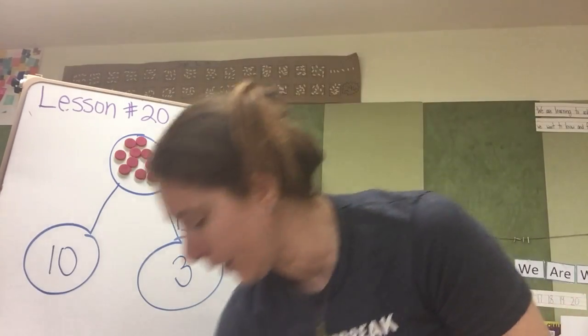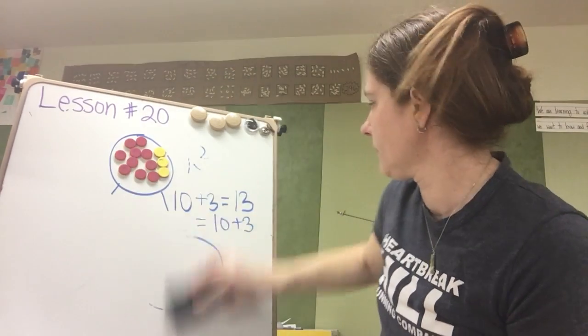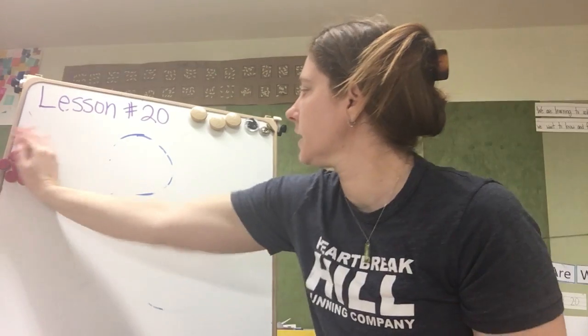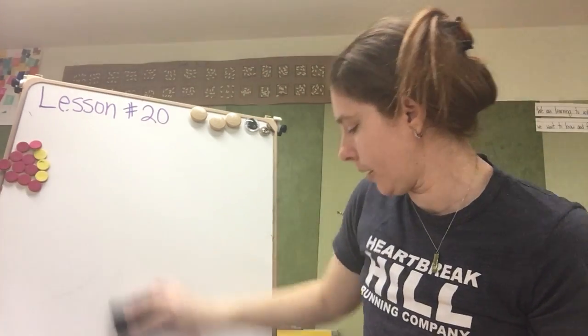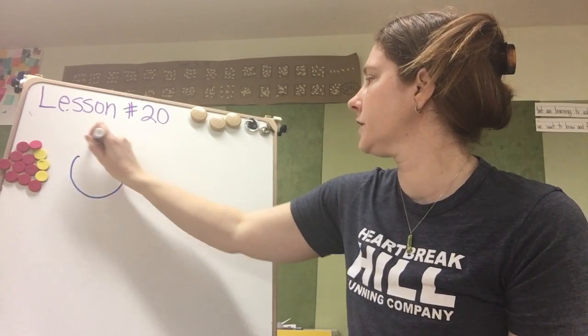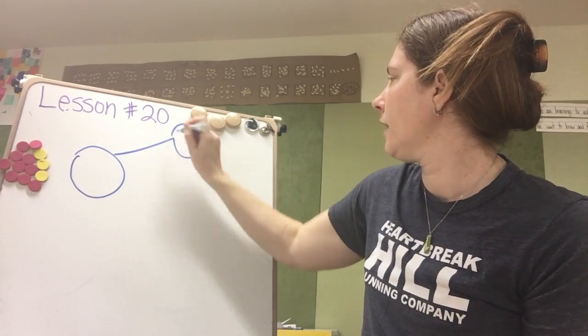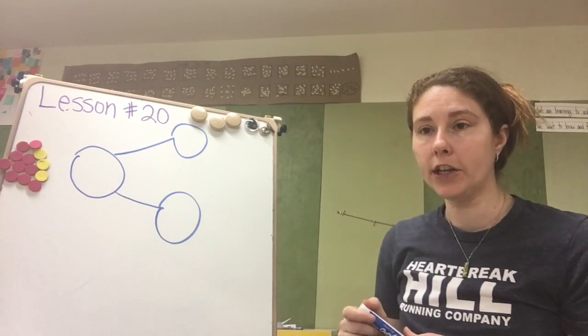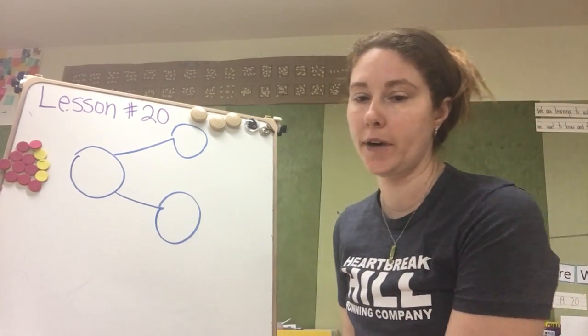So I'm going to quickly erase this. I'm going to move these dots to the side because I'll use them for the next problem. Draw a new number bond. I'm going to change up the configuration this time just as a reminder that it can go all different ways. Okay, and I'm not going to tell you the whole. I'm going to just tell you the number of chips.